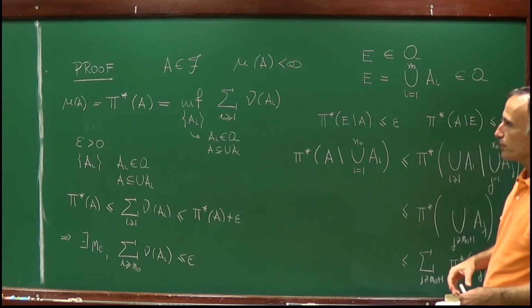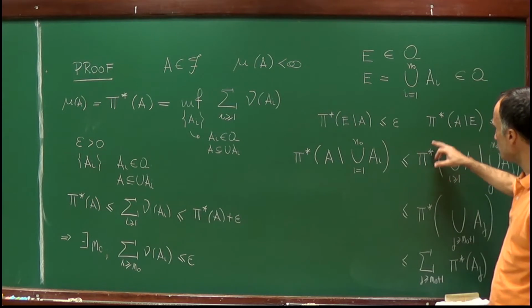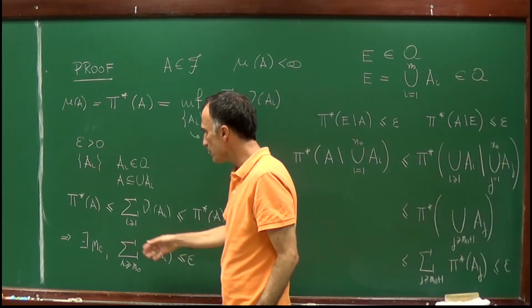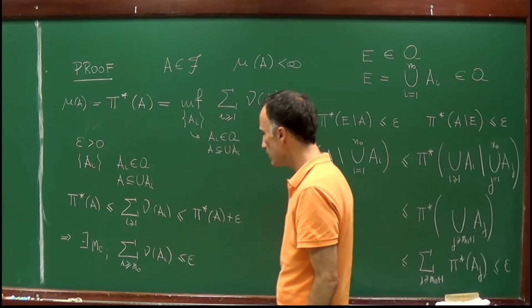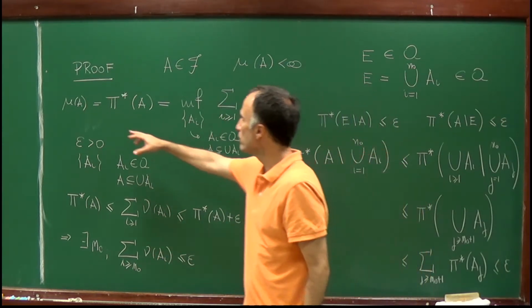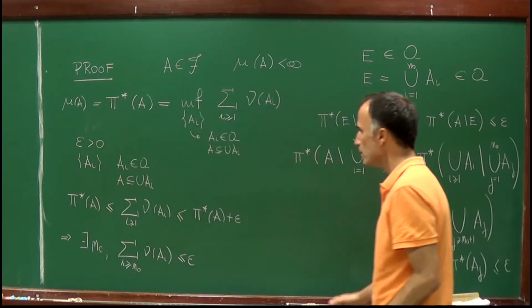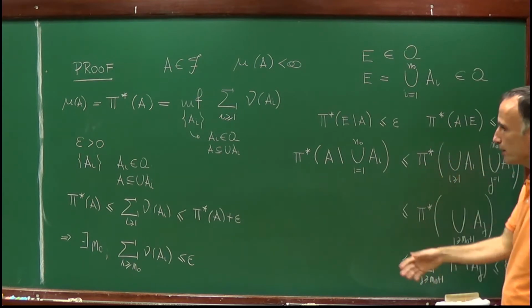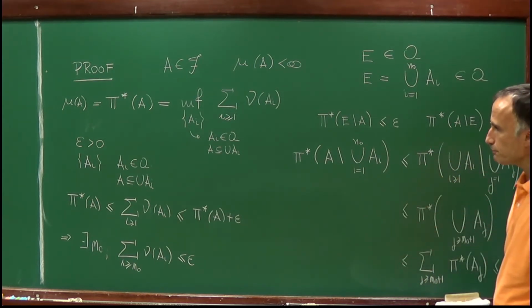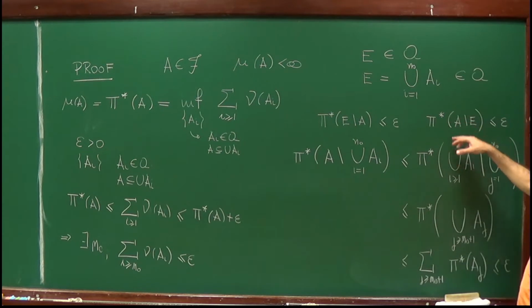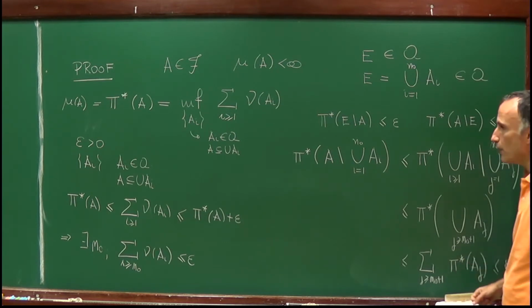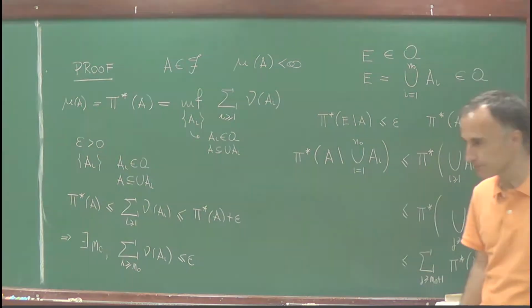Just notation-wise, observe that I'm using sometimes P star, sometimes mu, but mu and P star coincide on the algebra, and mu and P star coincide on the sigma algebra. So you can replace everywhere here, if you want, P star by mu if you have an element of the sigma algebra, or P star by mu if you have an element of the algebra. So this concludes the proof.